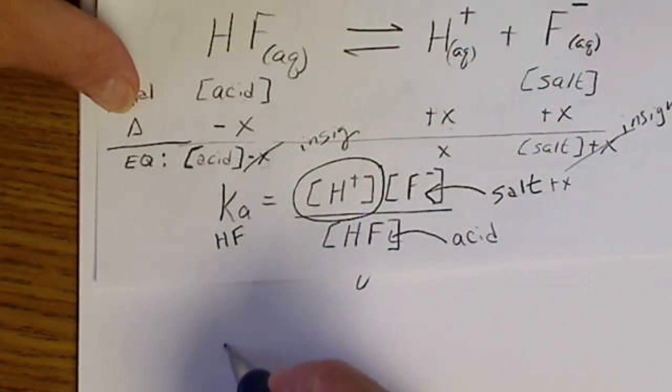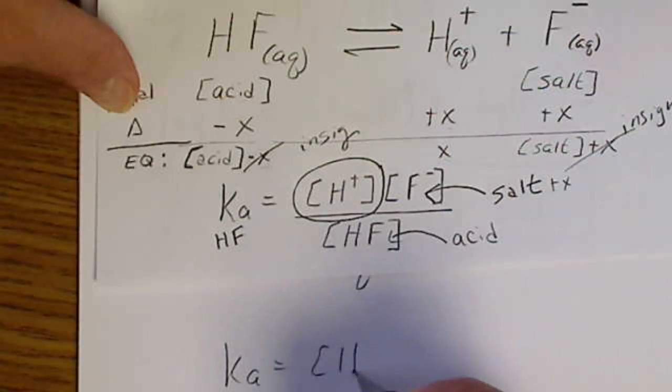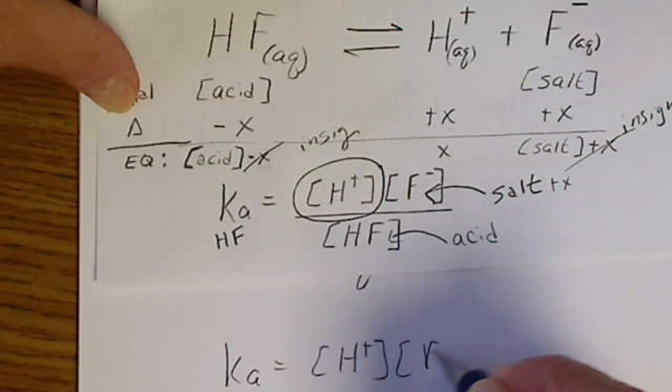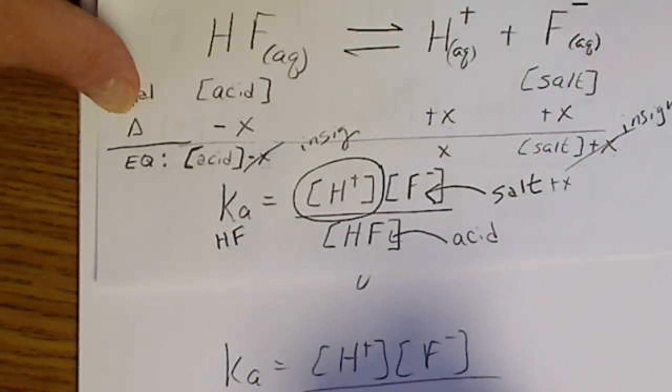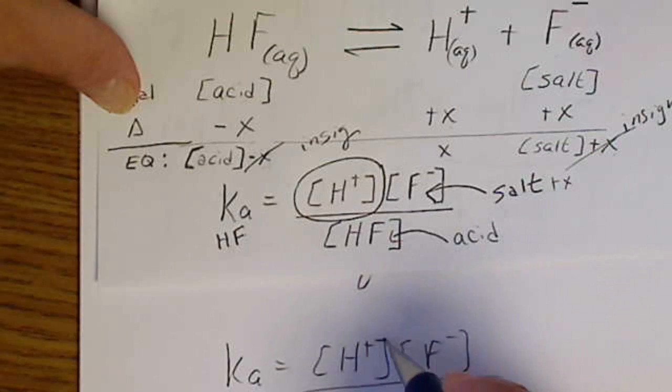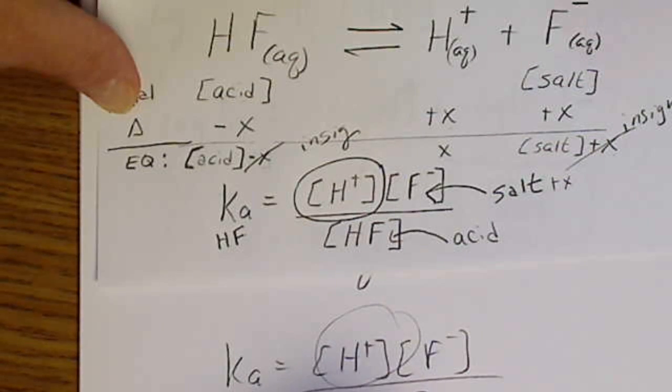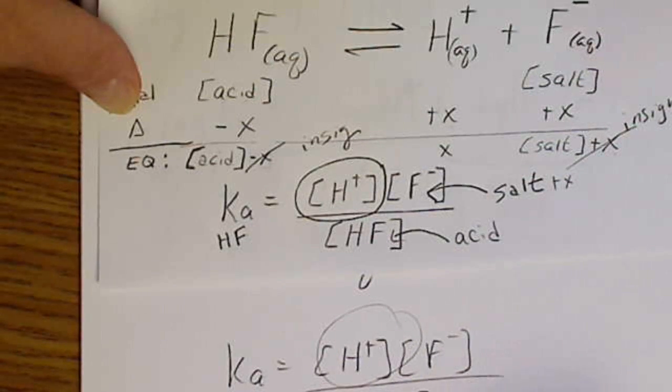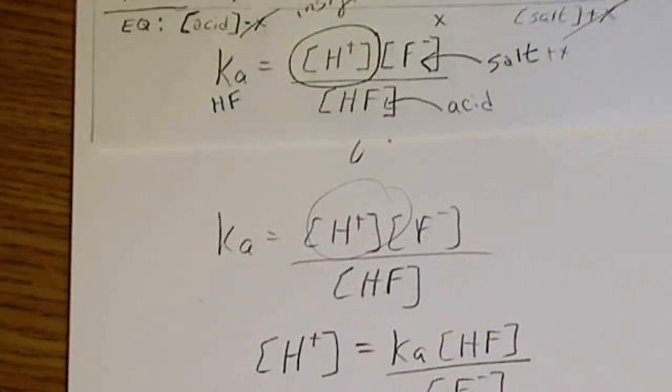So if we go back to this expression, Ka is H plus, F minus all over the concentration of the acid. Then if we're solving for H plus, we're just going to rearrange the equation. So I'm going to put this over here and put the F minus down here. So this is Ka times HF divided by F minus. So either of these terms would work.